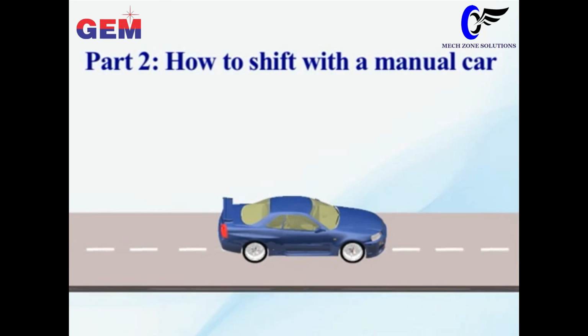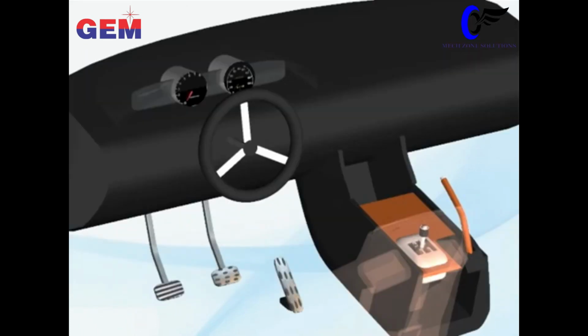In this part, you will learn the procedure of starting, driving, and stopping a manual car. First step, start the car. We can see the tachometer is around 1000 RPM. Then, release the handbrake.